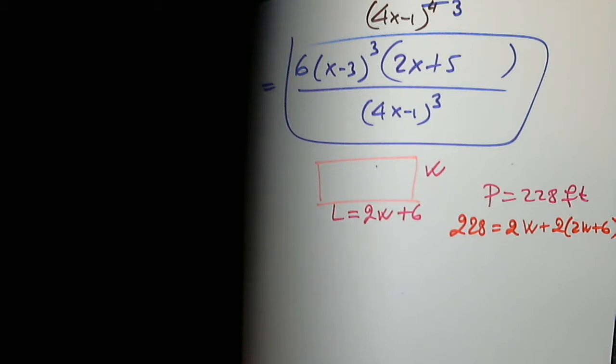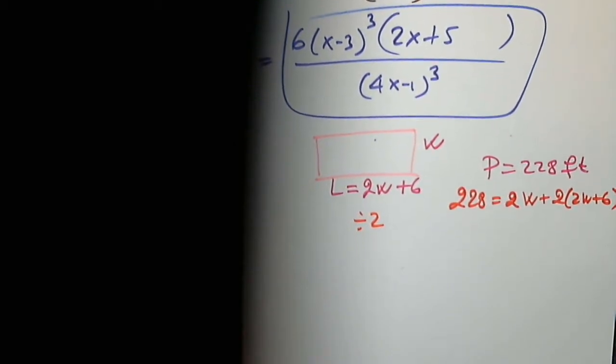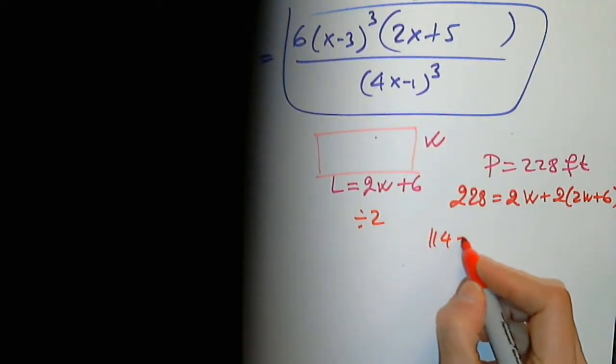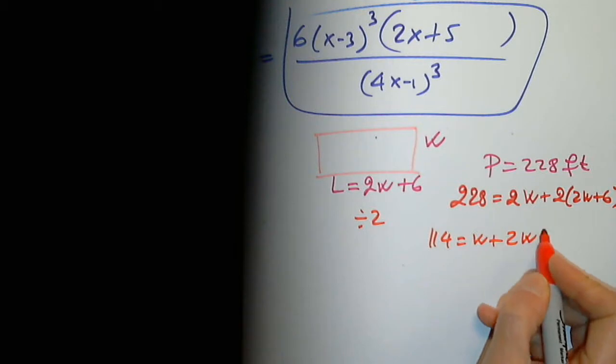True, but I like to simplify because I like to work with smaller numbers. No, I cannot simplify by W. I can never divide by a variable. I'm solving for the variable, right? So 114 equals W plus 2W plus 6.